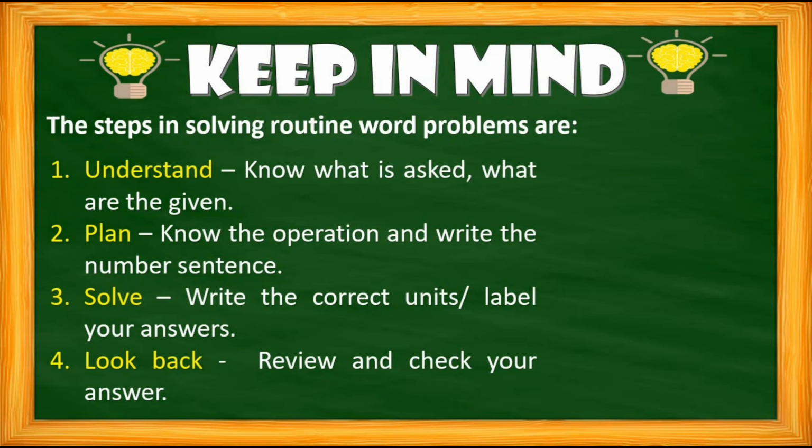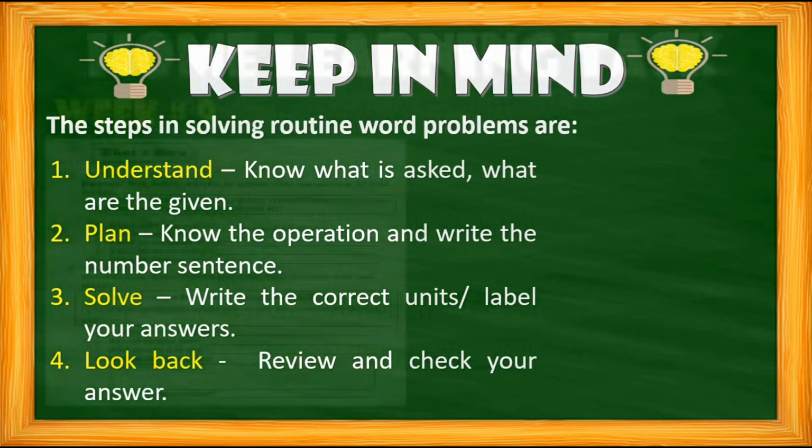So always keep in mind the steps in solving routine word problems are: number 1, understand, know what is asked and what are the given. Number 2, plan, know the operation and write the number sentence. Number 3, solve, write the correct unit, label your answer. And number 4, look back, review and check your answer.